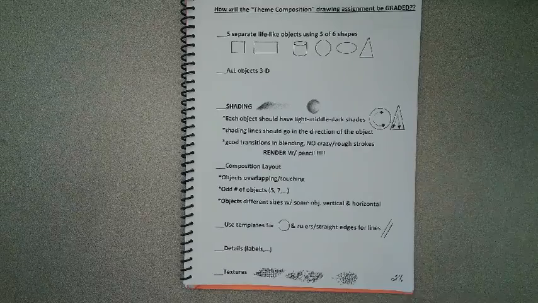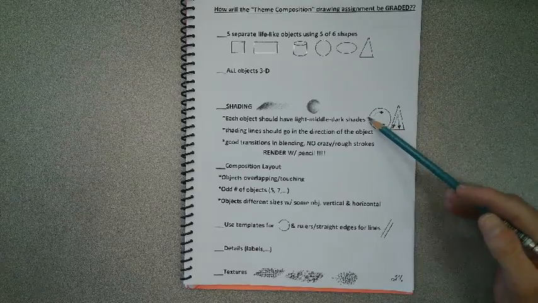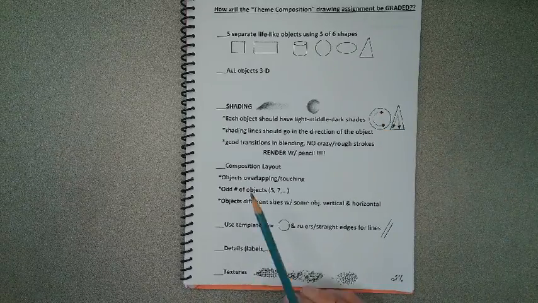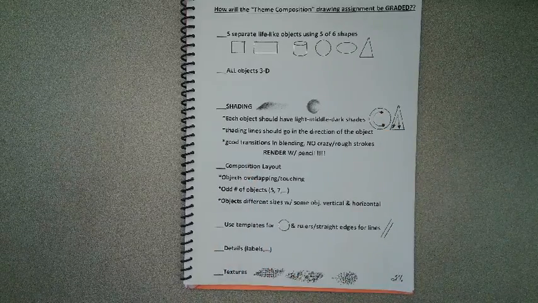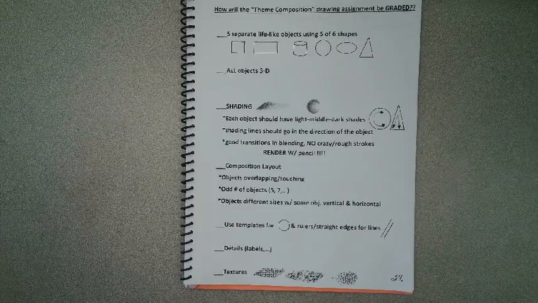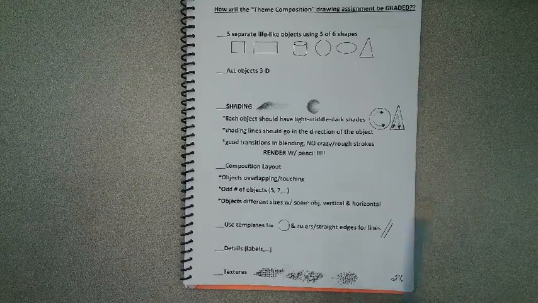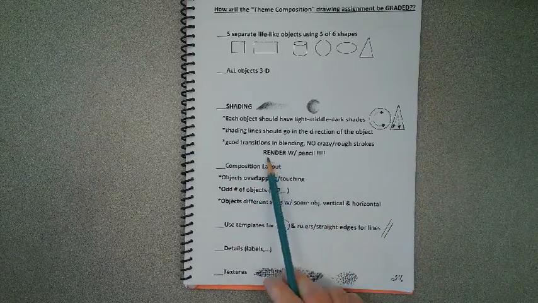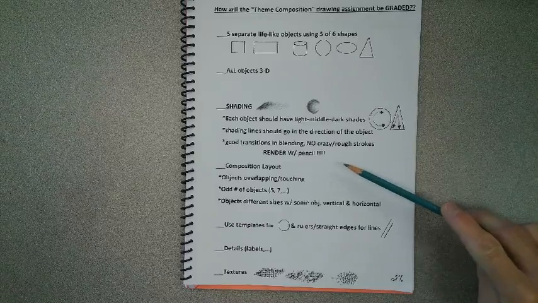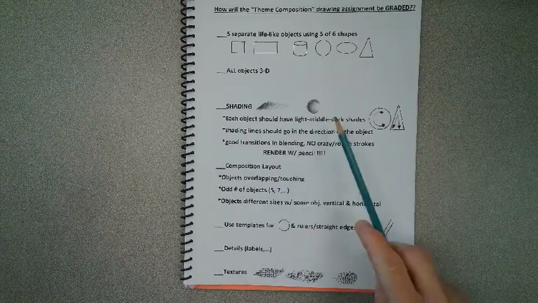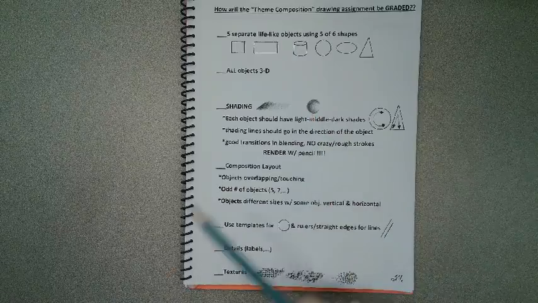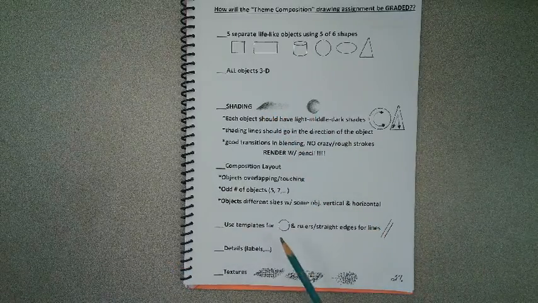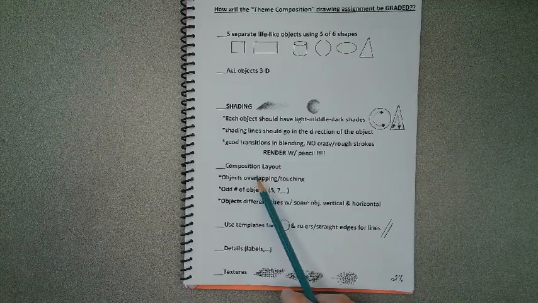Your shading lines should go in the direction of your object. So if it's a circle, you want to go in a curved motion. Do you have good transition between your blending? No crazy rough, go-in-every-direction sort of lines. But again, are you rendering? Are you using the side of your pencil to get light, middle, dark shades?